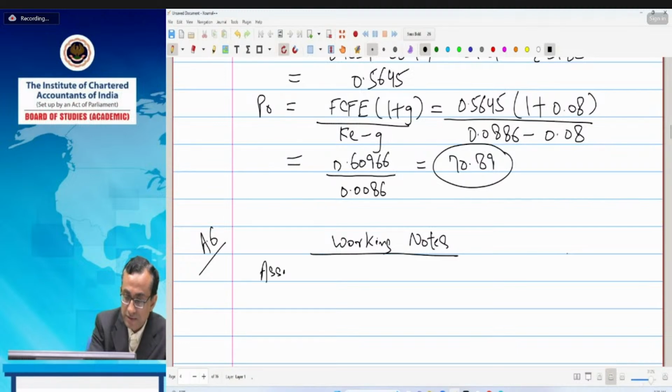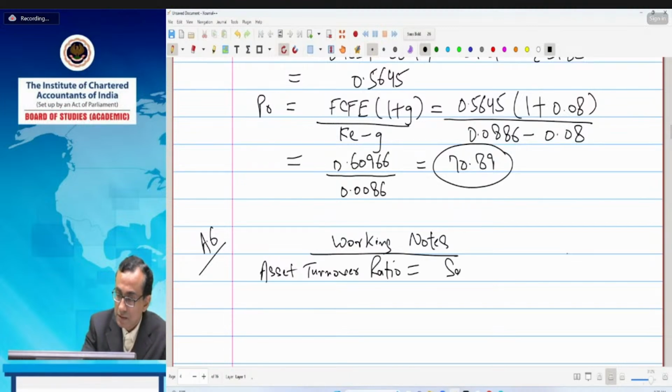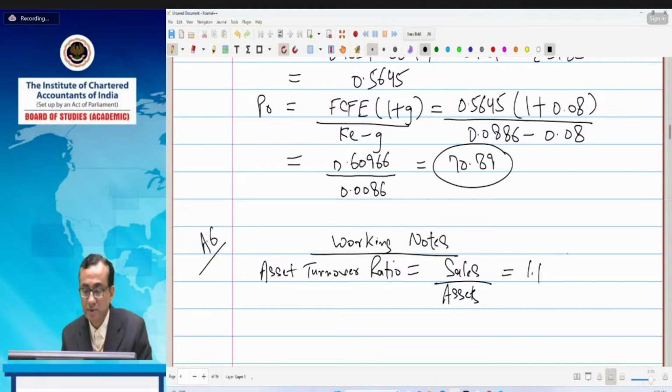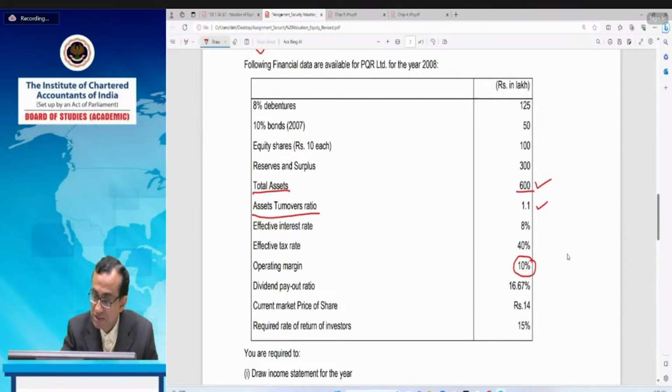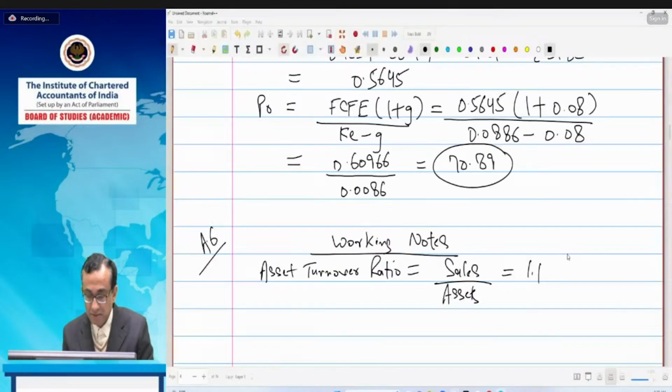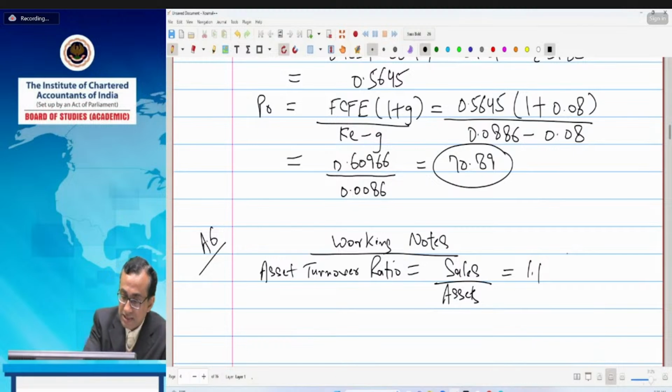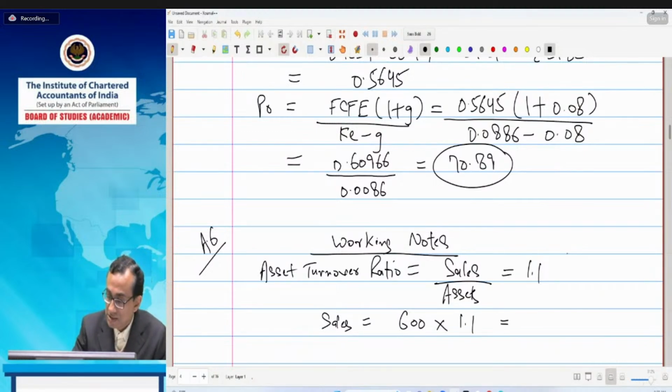Asset turnover ratio is given. It is turnover or sales upon assets, and it is basically 1.1. So sales is 1.1 of assets, and assets are given as 600 lakhs. So sales will be 600 into 1.1, which will be 660.